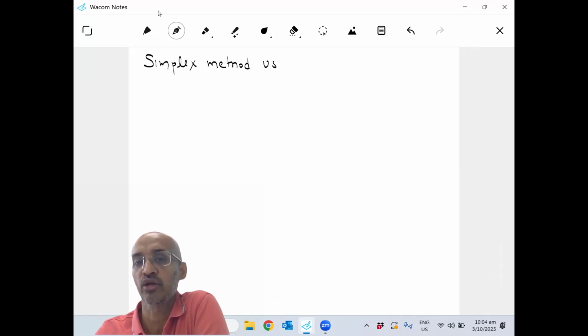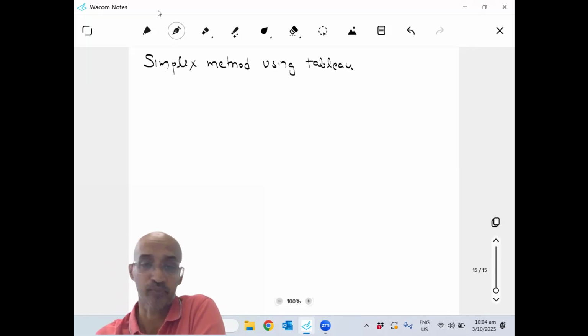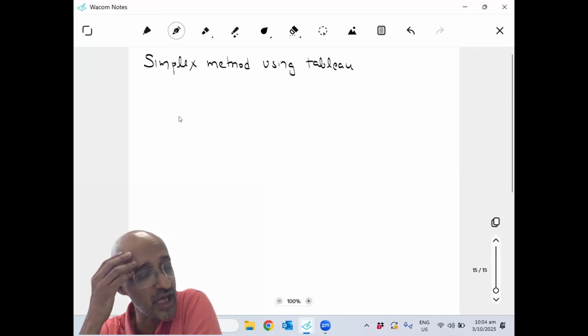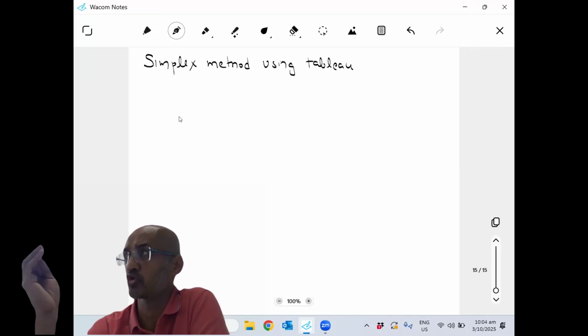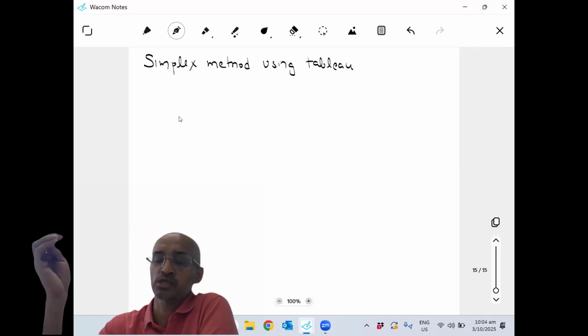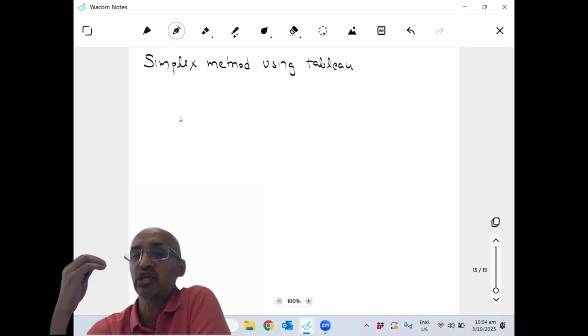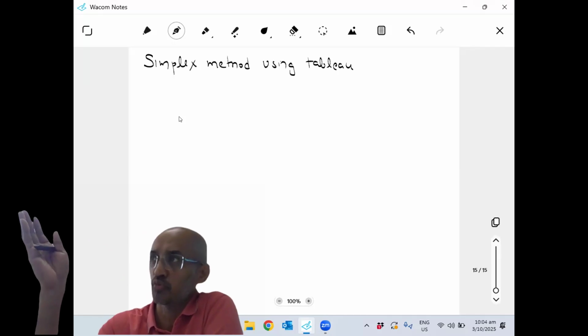So, the simplex method using something called a tableau. So we are going to discuss this method. The way we are going to implement the simplex method, remember, is we have a basic feasible solution, which we know is optimal. So we are going to start at some basic feasible solution and try to move towards better basic feasible solutions. And the key thing we need is a direction in which to move.